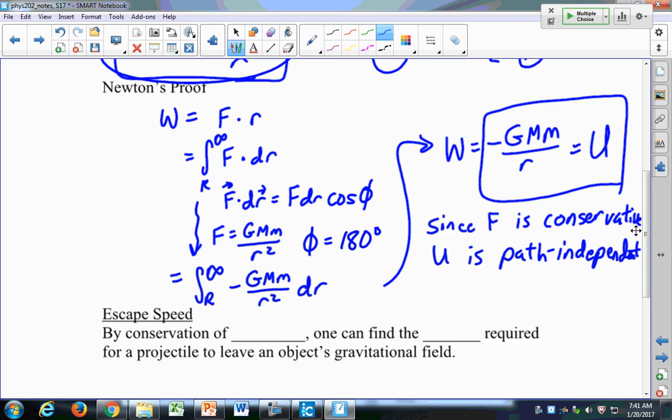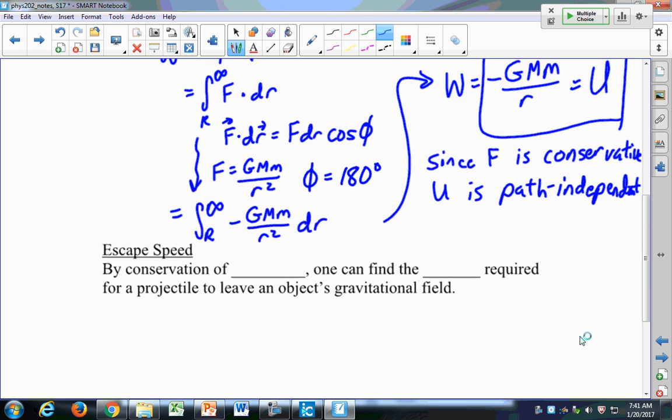We talked about this last semester, where if you walk straight up a mountain, or if you take a circuitous path up the mountain, your gravitational energy is changed by the same amount. It's path independent because we're dealing with a conservative force. Not all forces are conservative. What's a type of force that's non-conservative? One that actually loses energy. The frictional force is non-conservative. Contact forces are non-conservative. So some forces are conservative, like the gravitational force.